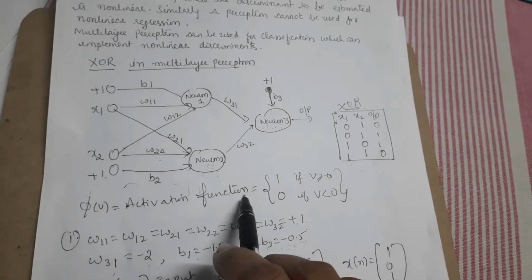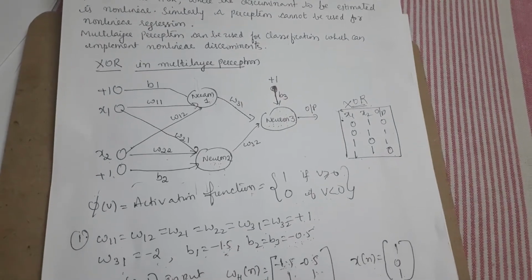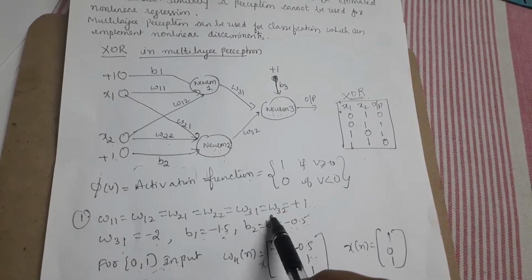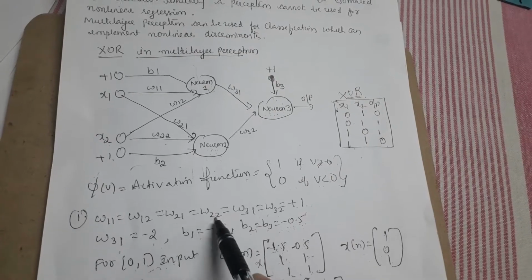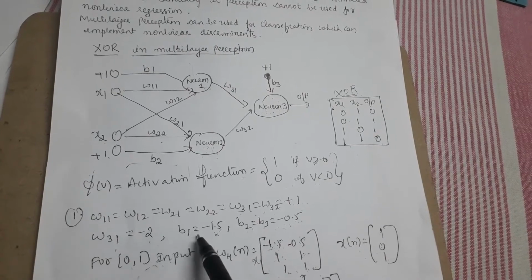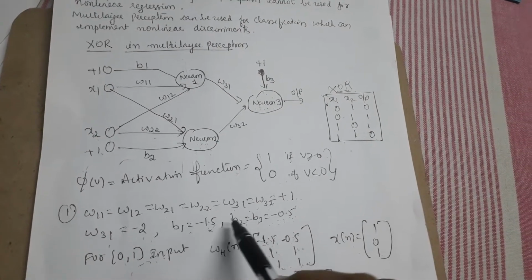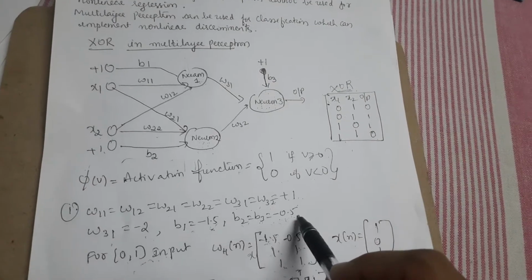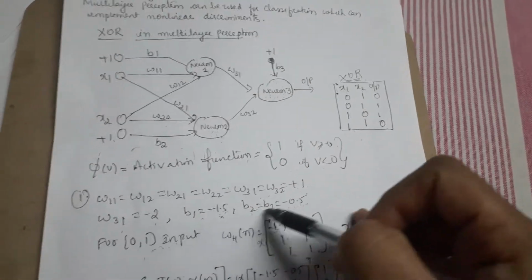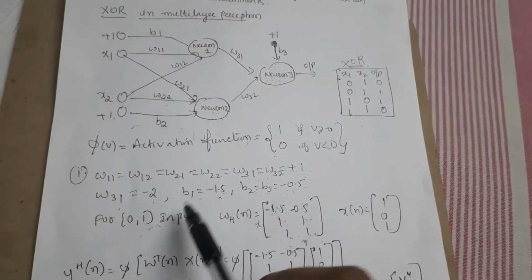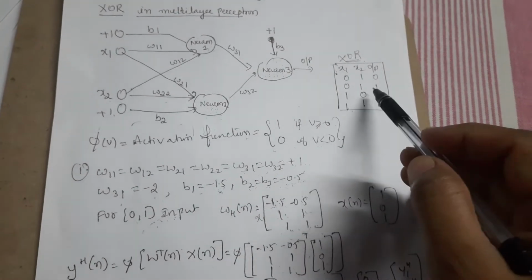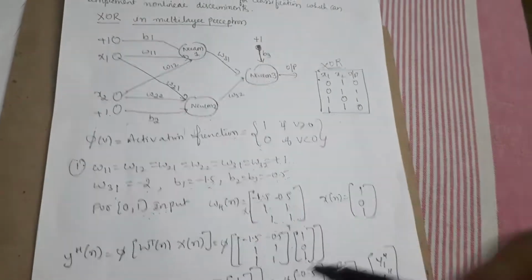This is the activation function we have used. If the output is greater than 0, it is 1, otherwise it is 0. These are the weights initialized: W11, W12, W21, W22, W31. It is plus 1, W31 is minus 2, WB1 weight is minus 1.5, and the weights for bias 2 and bias 3 are minus 0.5. The input is already given, x1 and x2. Let us verify whether we get the correct output from this neural network. 0,1 is the input and the output I should get is 1.